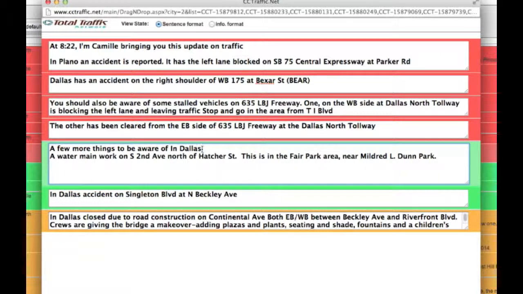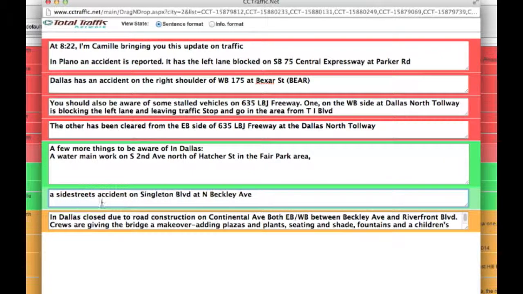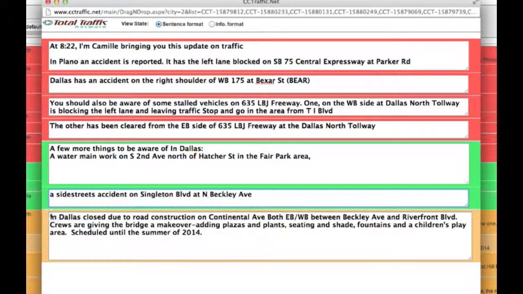A water main break on South 2nd Avenue, north of Hatcher Street, in the Fair Park area. A side streets accident on Singleton Boulevard at North Beckley Avenue. See, this is south, this is north. Don't forget, when you have S, E, W, or N in front of the roadway, that is north, south, east, or west.